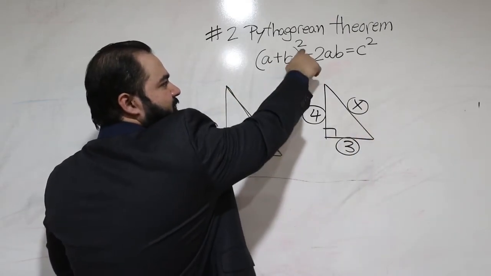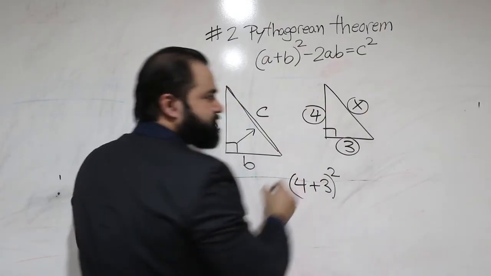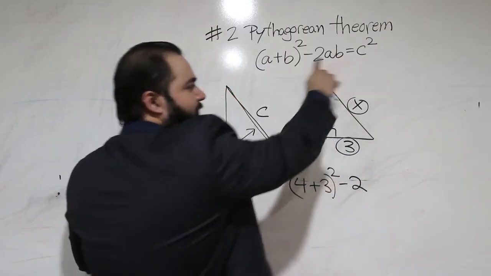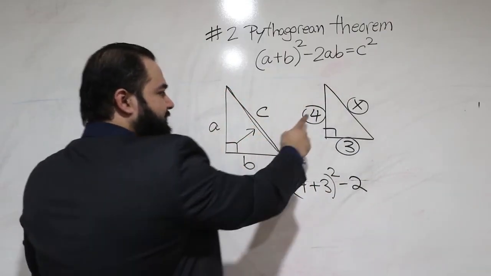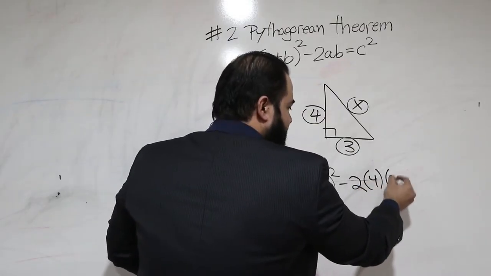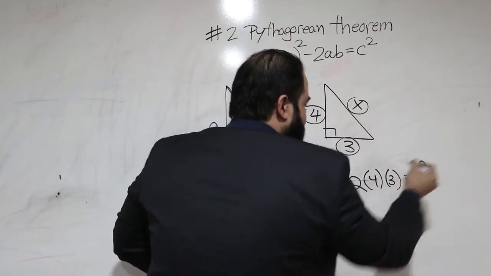So it says a plus b power 2. So that's 4 plus 3 power 2. Right? Then we have minus 2 times, what do we have, guys? A, B. And A is what? 4 and B is 3. 4 times 3 is equal to, the C is x. So you're just going to put x squared.